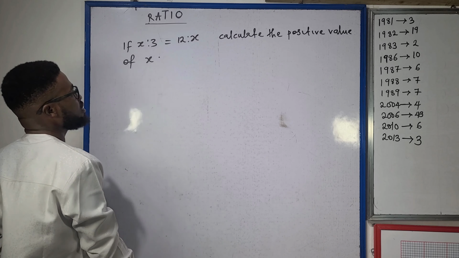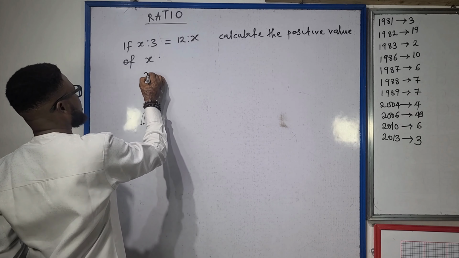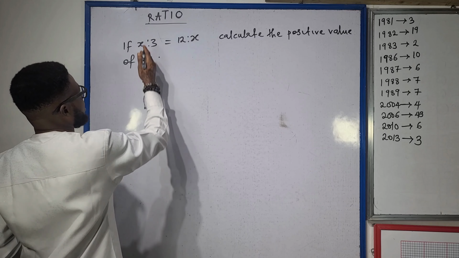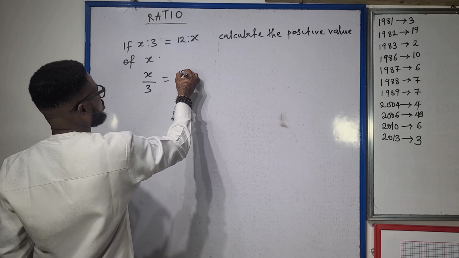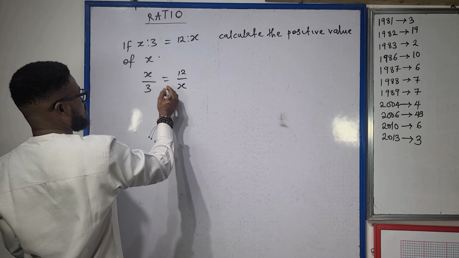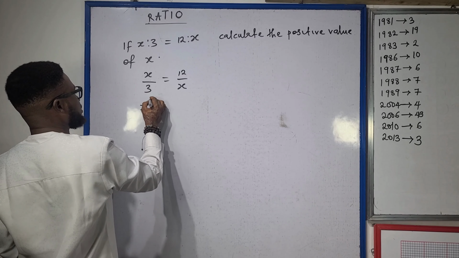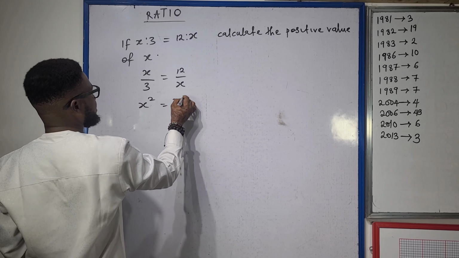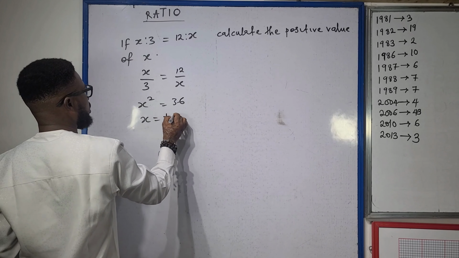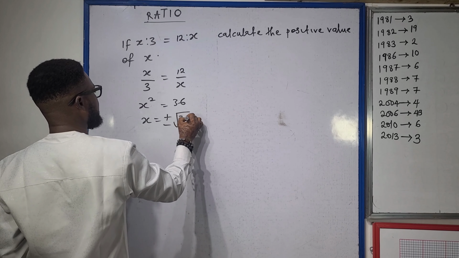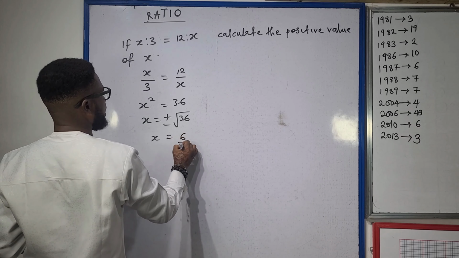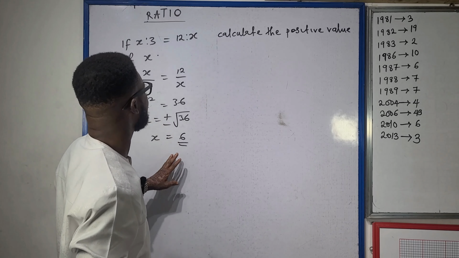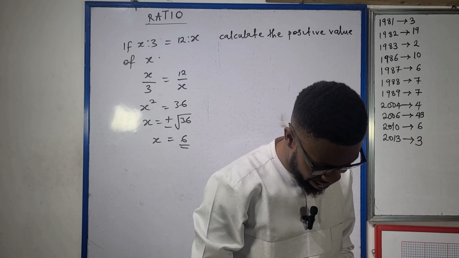Now, looking at the next question, it says, if x ratio 3 equals to 12 ratio x, calculate the positive value of x. How do we go about this? This is more like x compared to 3 equals to 12 compared to x. Cross multiplying, this will mean x squared equals 36. X will be plus or minus square root of 36. X equals to 6. Of course, they want the positive answer, so that answers that.